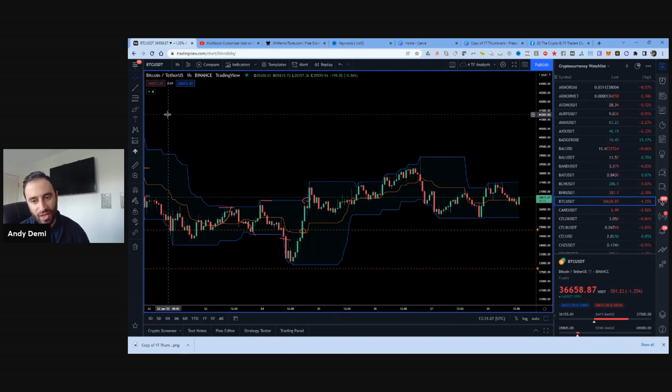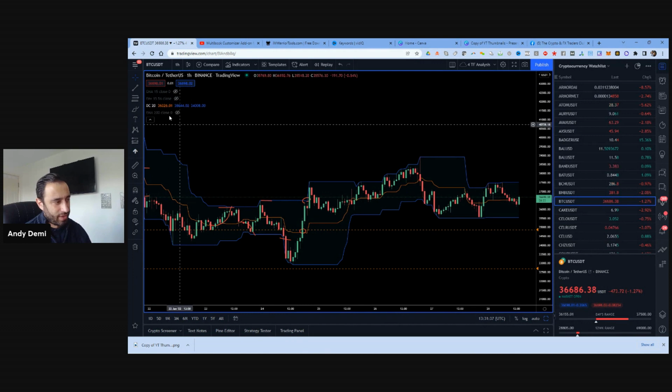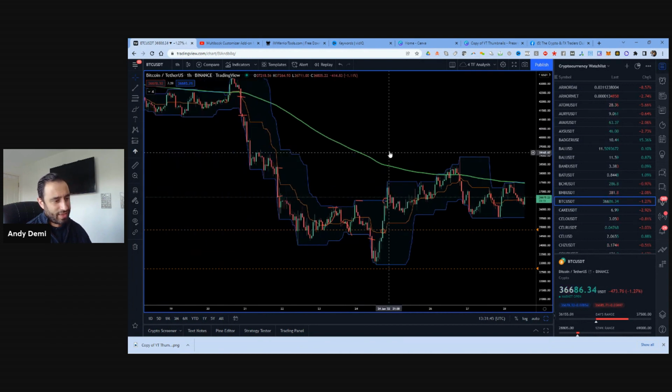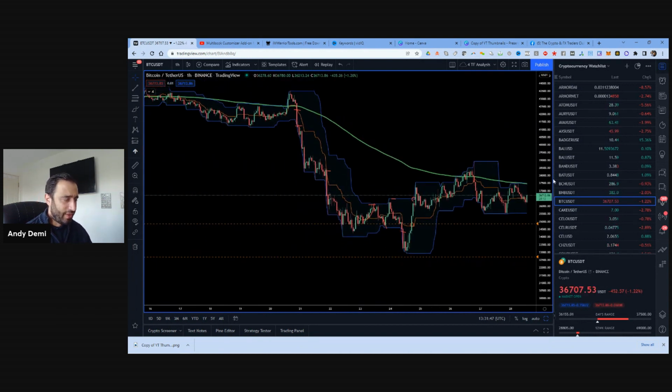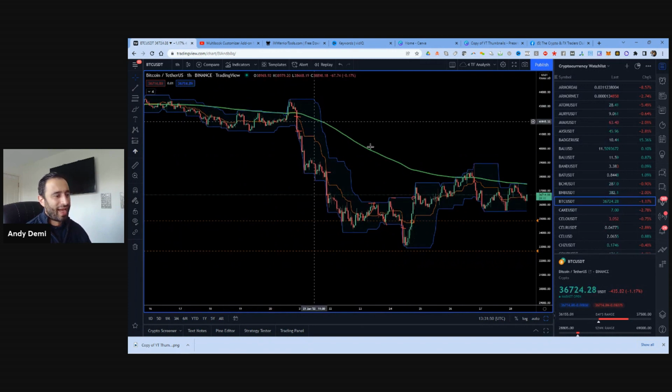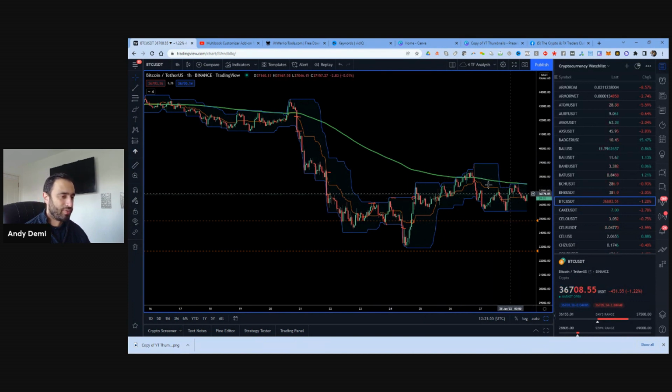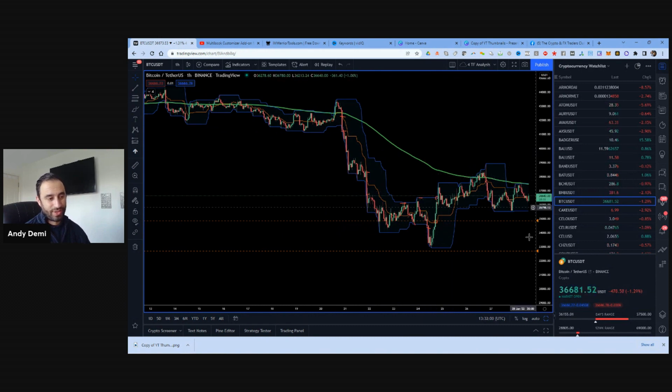Now, the additional thing that I would potentially recommend, especially if you're a beginner, is to add a filter to improve the probability. You can add something like the 200 moving average here. What this basically tells us is that if the 200 moving average is going down and we are below it, the high probability play is going to be to the sell side. So you may want to focus only on the sell side.